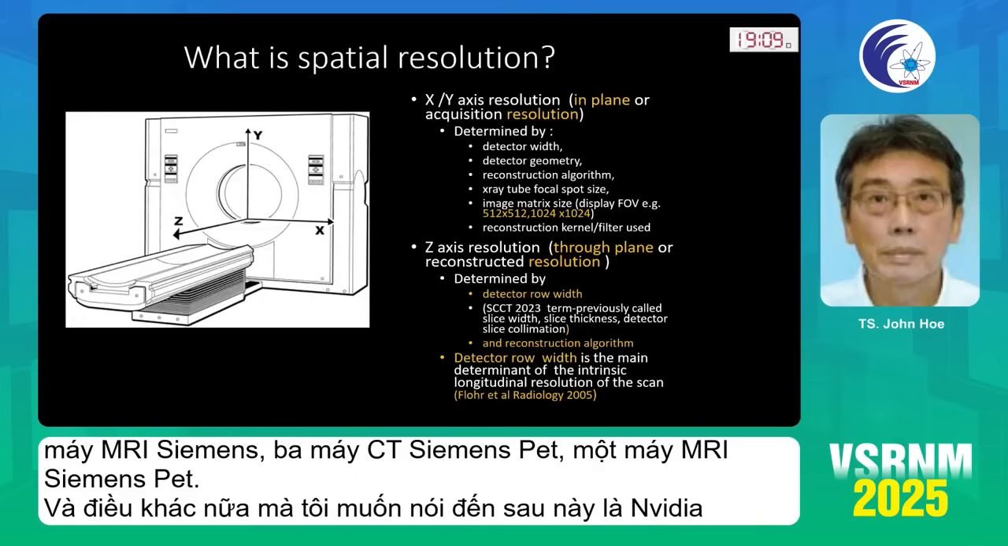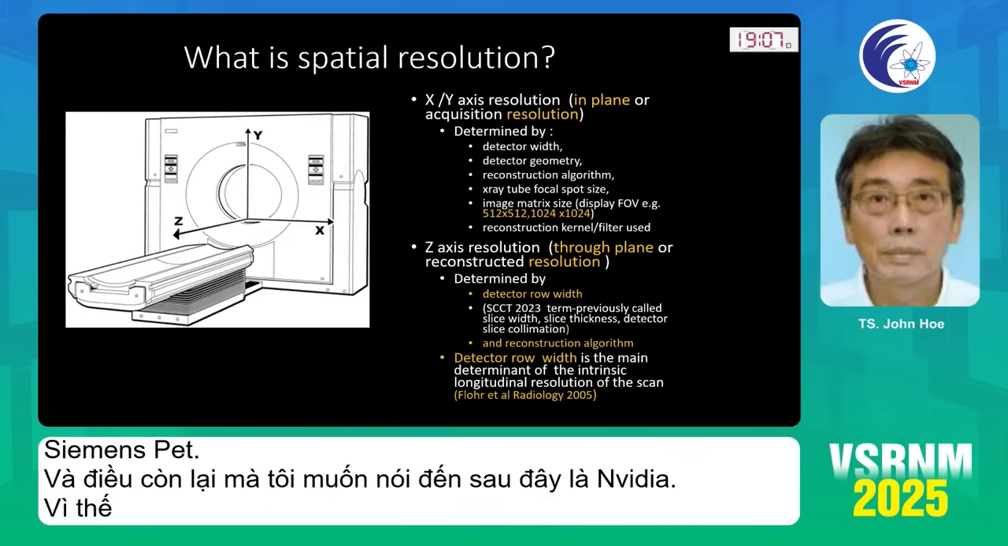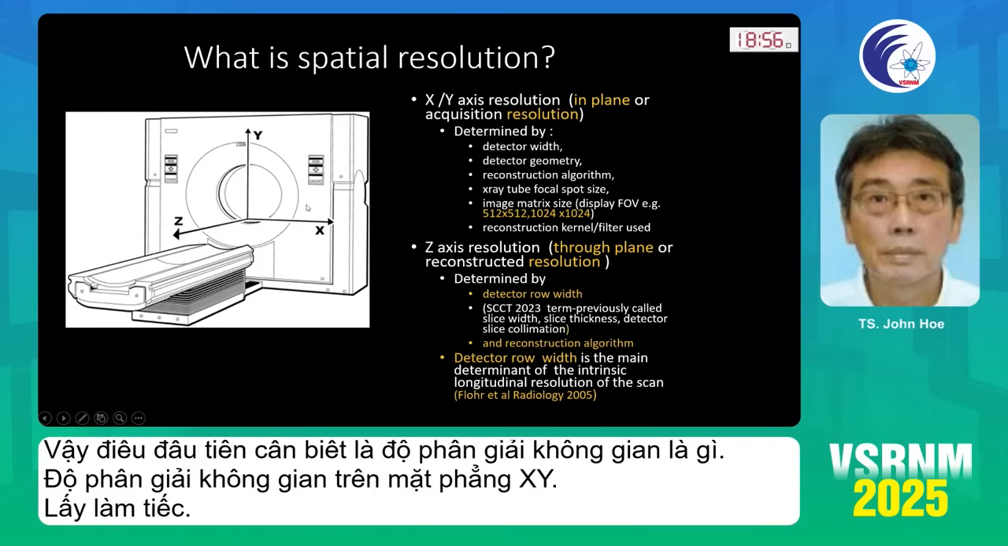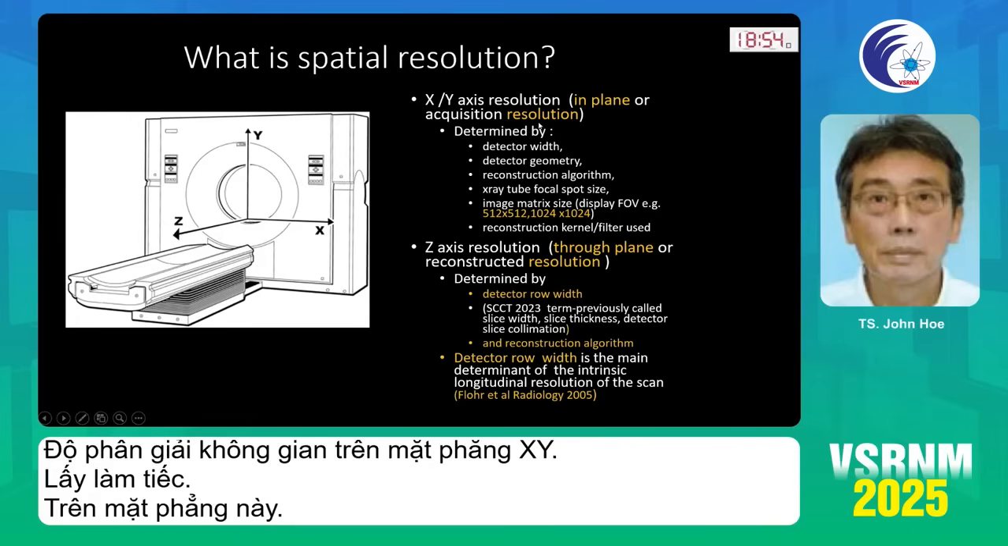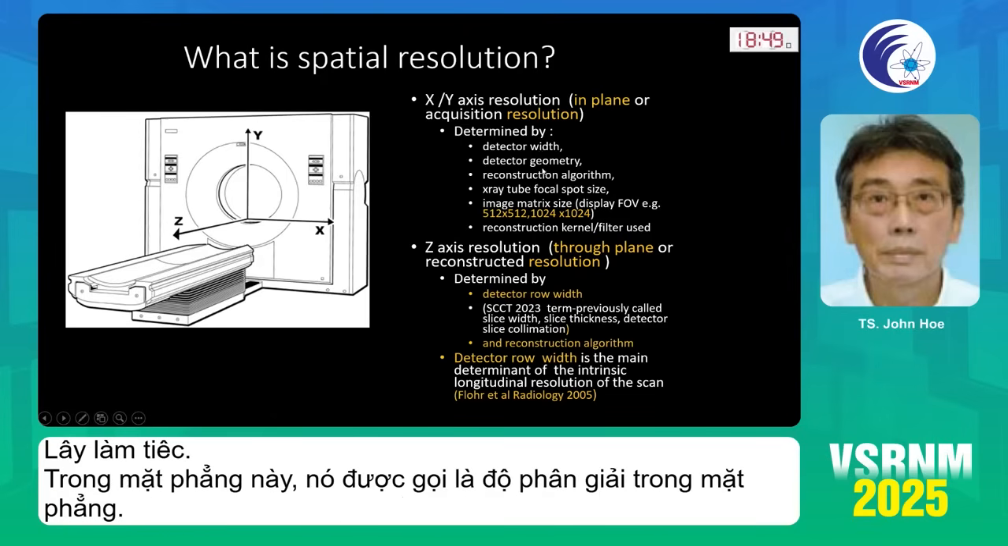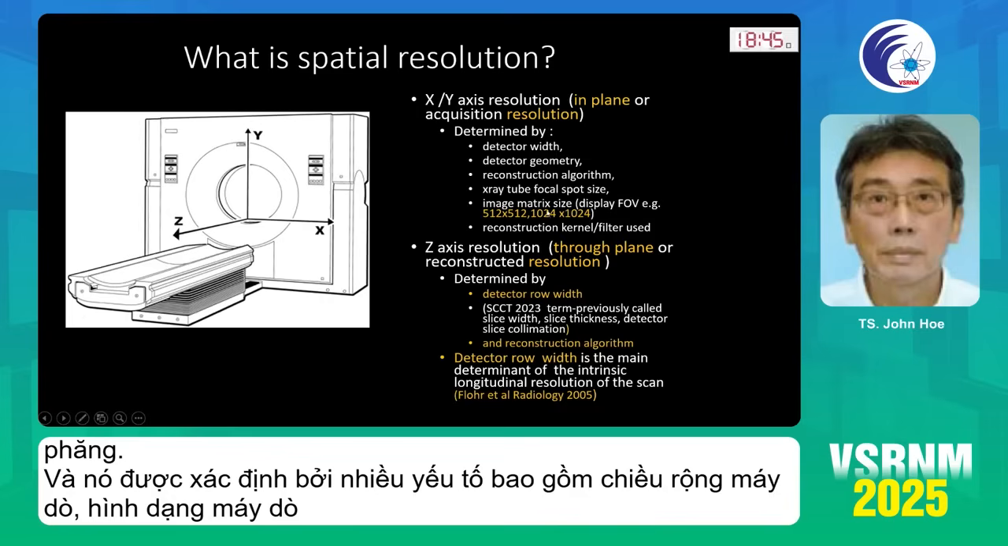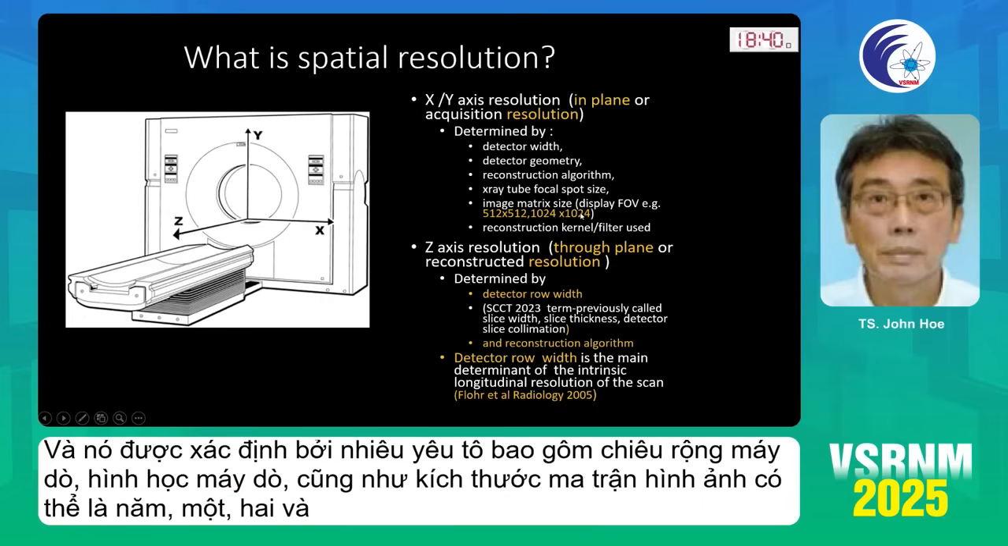So first thing is, what is spatial resolution? Spatial resolution in the XY plane is called in-plane resolution and is determined by many factors including detector width, detector geometry, but also image matrix size, which can be 512 by 512 or 1024 by 1024. I will talk more about this later.